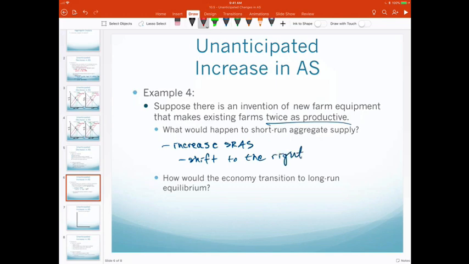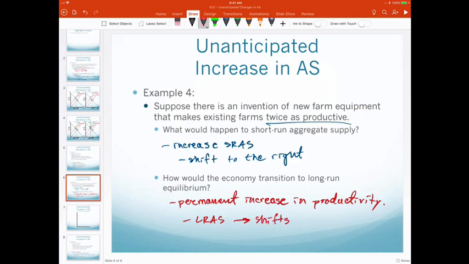Now, as we think about the long run, there really is no kind of transition to the long run. We kind of move to the long run where the long run aggregate supply curve adjusts because this is a permanent increase in productivity. Therefore, the long run aggregate supply curve is also going to shift to the right. Okay. So let's go ahead and draw this up.